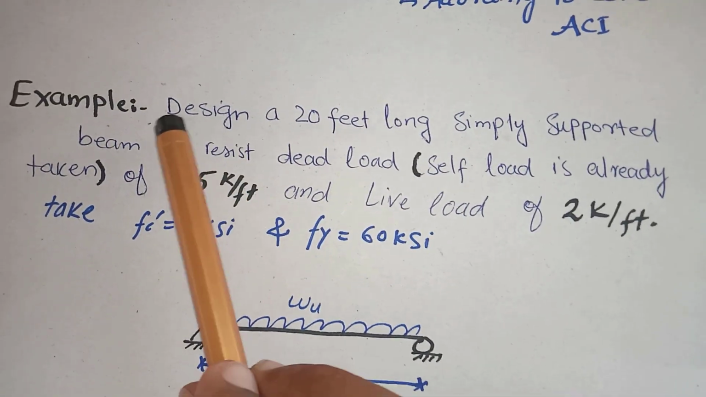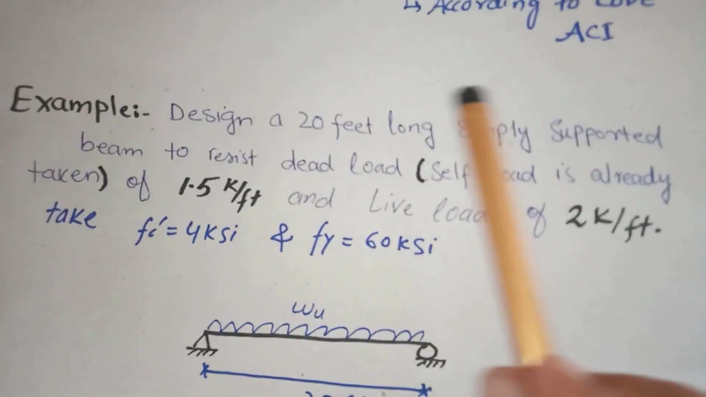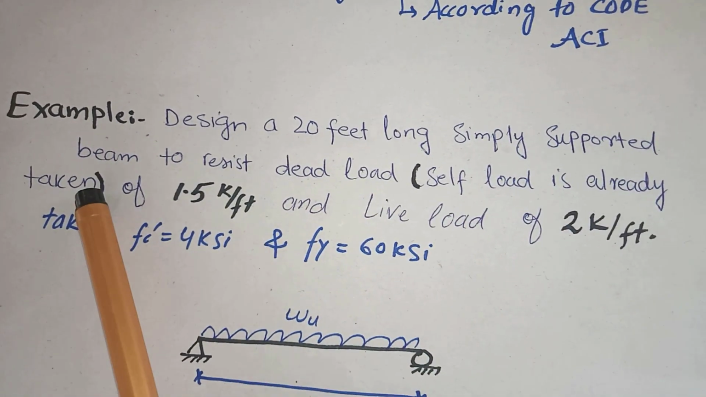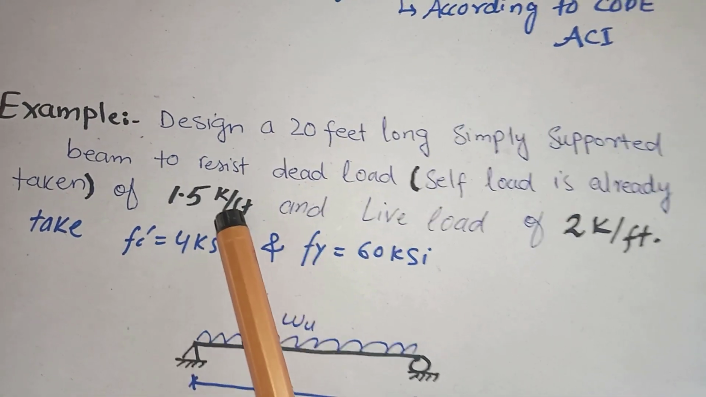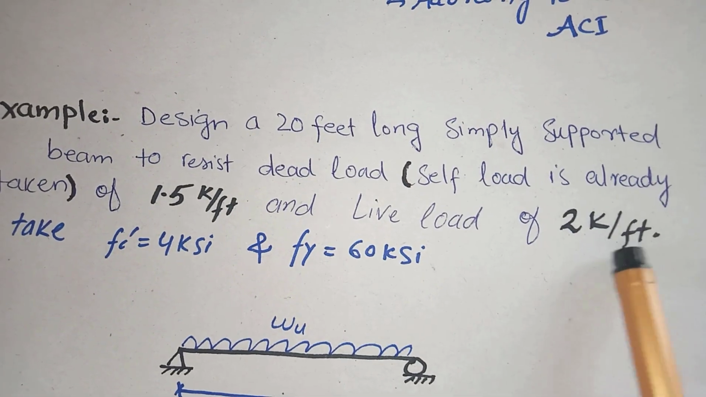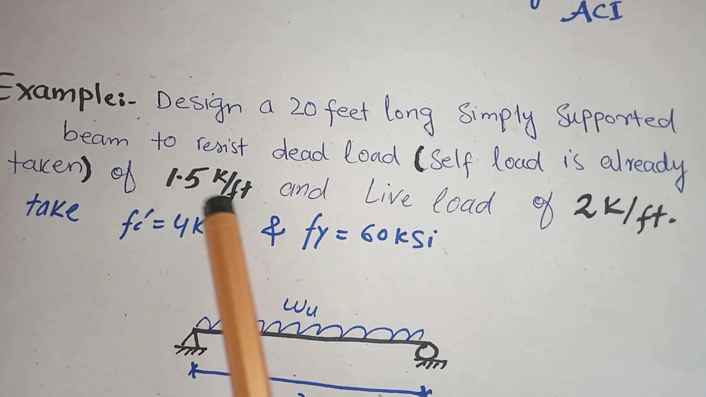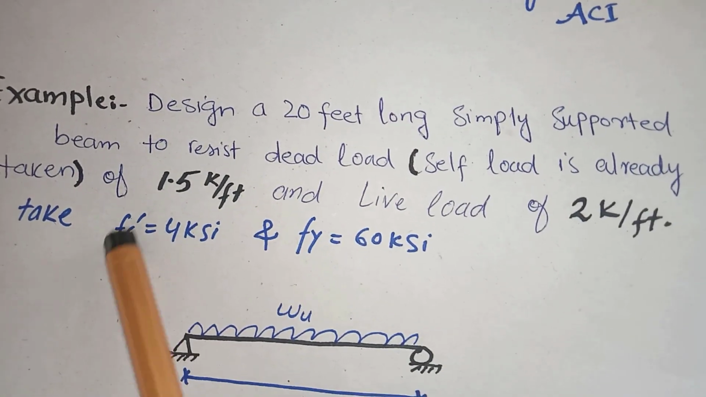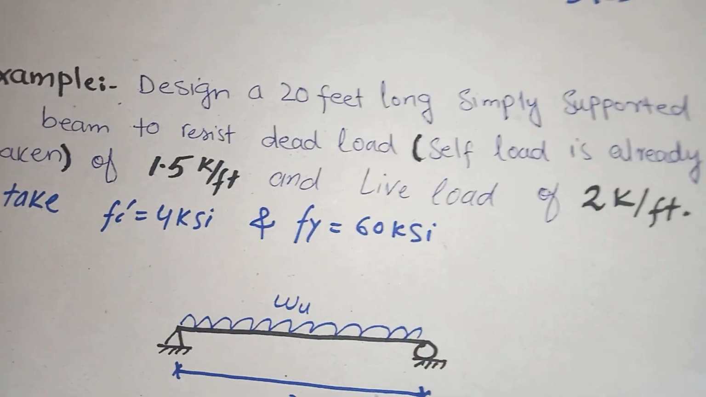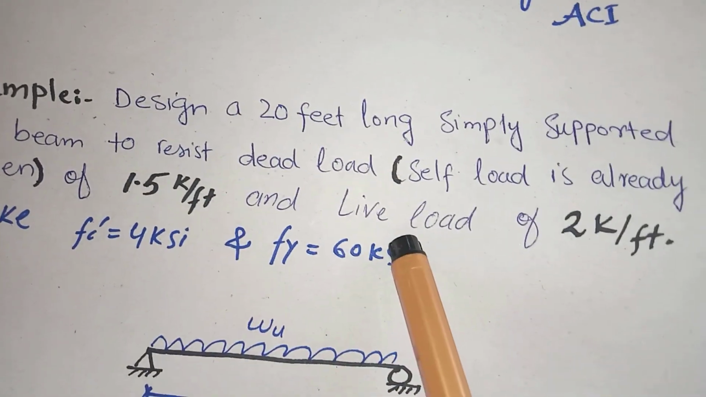There is an example. Design a 20 feet long beam that is simply supported to resist dead load. The dead load, in which self load is already taken, is 1.5 kip per feet, this is UDL, and a live load of 2 kip per feet. Take these properties of concrete: 28 days strength, Fc prime 4 KSI, and the steel to be used in that beam has 60 KSI yield strength.